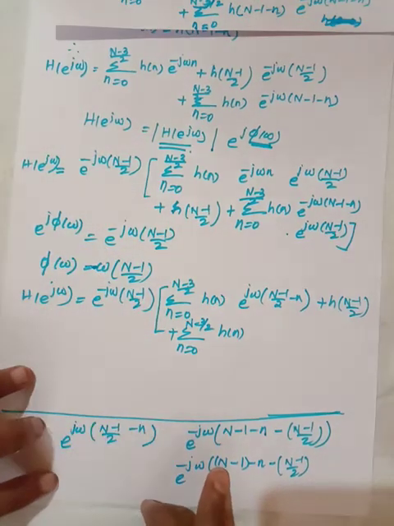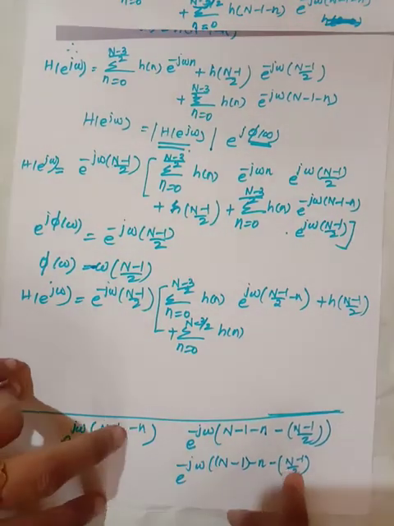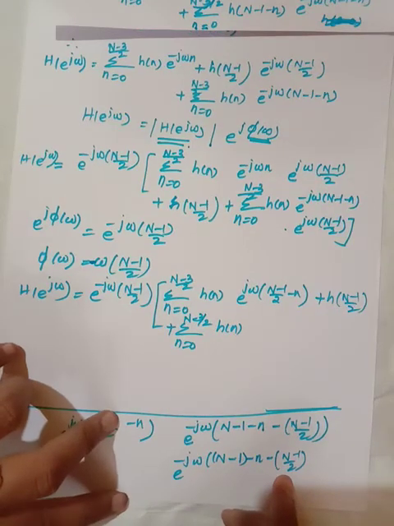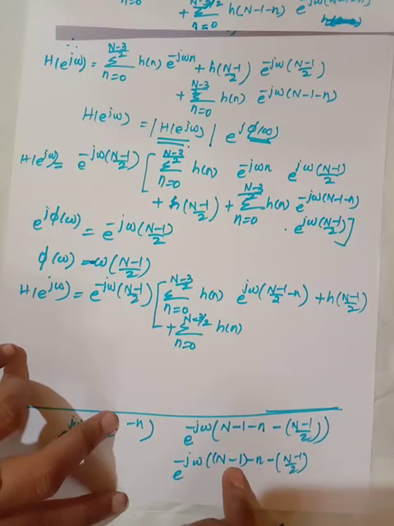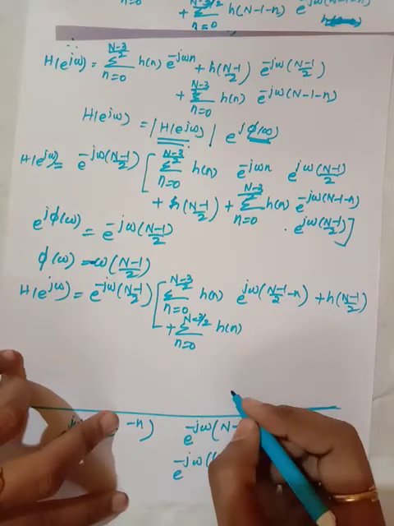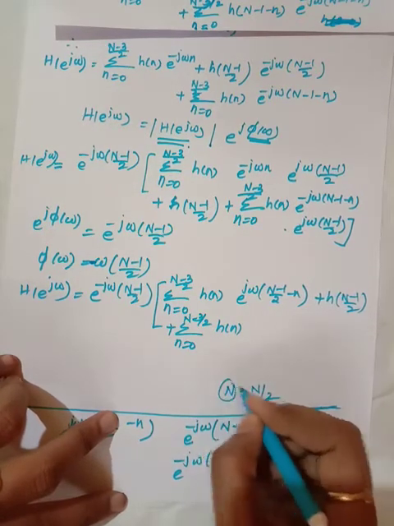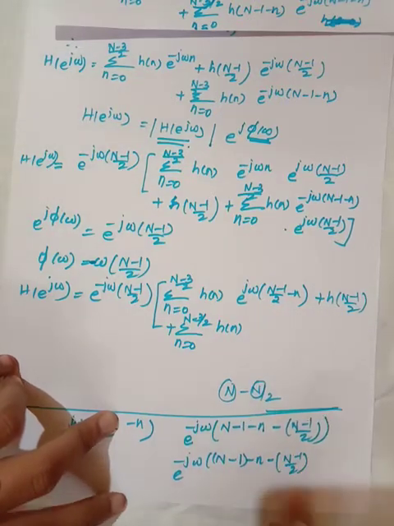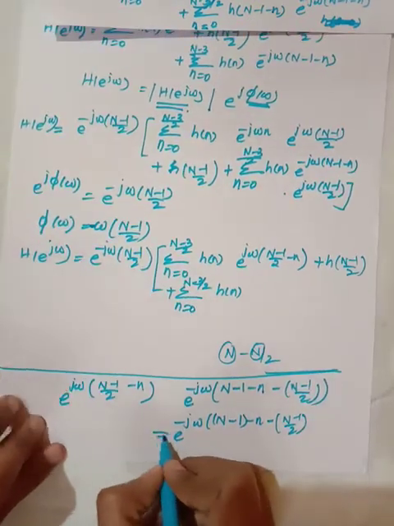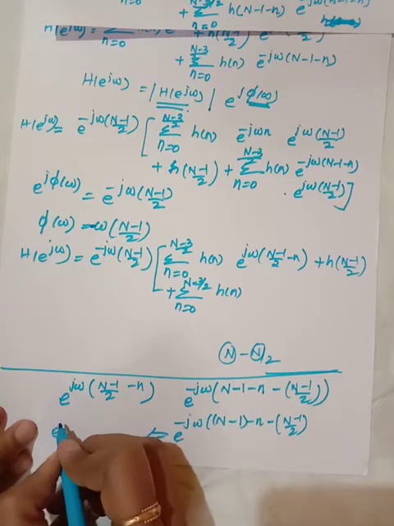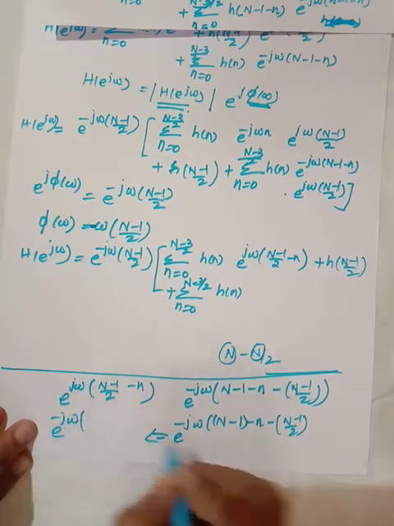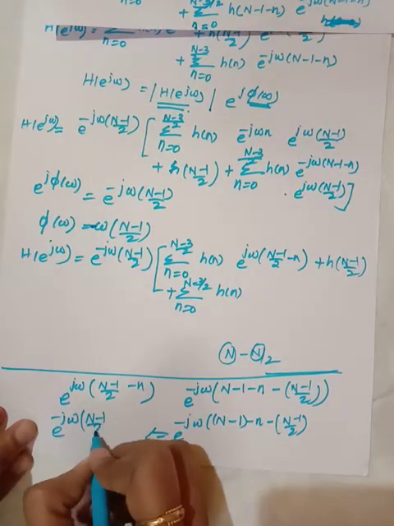This is similar to n minus n by 2. Instead of n, what I am having is n minus 1. So when I simplify this, what I will get is e power j omega minus j omega n minus 1 by 2.